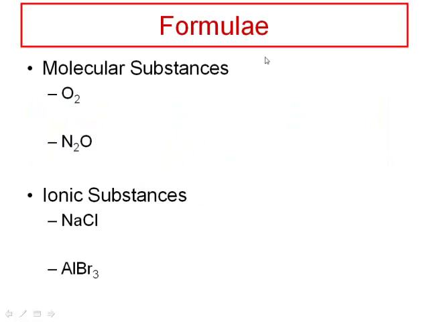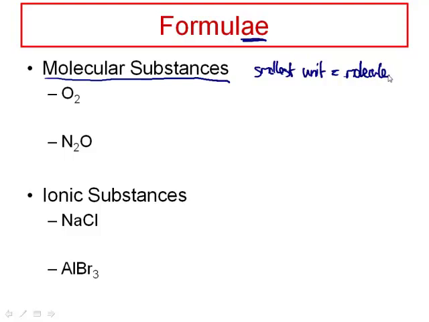Before we go into naming rules, I want to talk about a chemical formula and what they tell us about a chemical, okay? So here we go. First, we're going to consider here a couple different molecular substances. Now, when I use this term molecular substance, what that means is that the smallest unit of that substance is a molecule, okay?